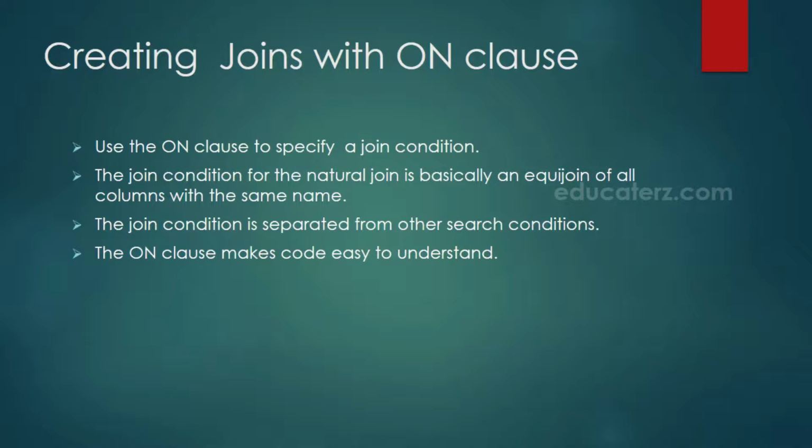Creating joins with on clause. Use the on clause to specify join condition. In the select statement, use on clause to specify a join condition between two tables. The join condition for the natural join is basically an equi-join of all columns with the same name.